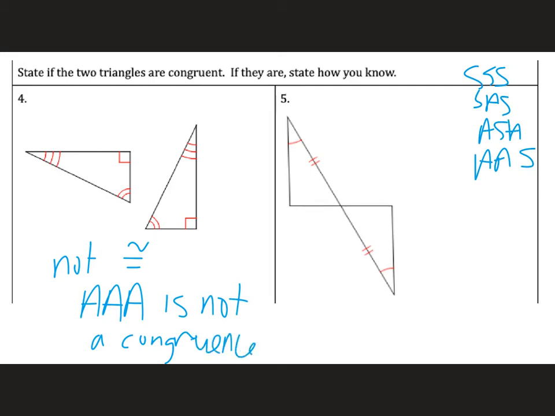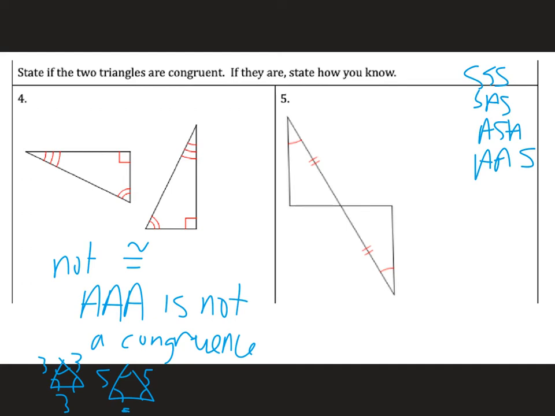If you're not sure why angle, angle, angle is not a congruence, think of equilateral triangles. They could be any size. So I could have equiangular triangles, I should say. That's 3 by 3 by 3, and then an equiangular triangle that's 5 by 5 by 5. Those are not congruent. They look alike. One might call them similar, but they are not congruent. All right, this next one.